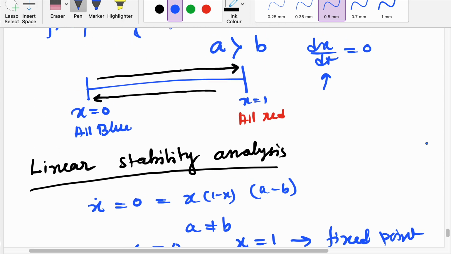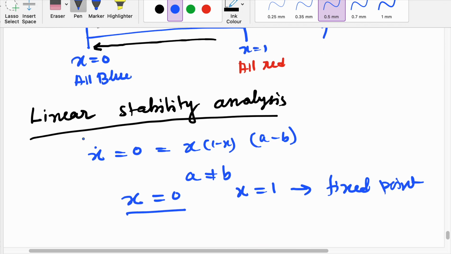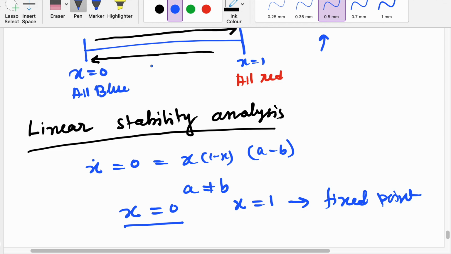Stable means, if I perturb the system, suppose in all blue bacteria I put one red bacteria, will it again come to the all blue state or will it go to the all red state? So this is the check we want to see. Whether the blue state is stable or not: if I destabilize it by putting only one red, will it remain all blue or will it go towards all red?